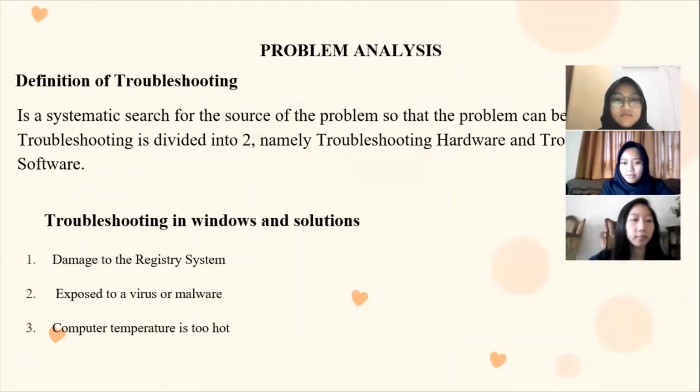Problem analysis. Troubleshooting is a systematic search for the source of a problem so that the problem can be resolved. Troubleshooting is divided into two, namely troubleshooting hardware and troubleshooting software. Troubleshooting in Windows and solutions. Number 1, damage to the registry system. 2, exposure to a virus or malware. 3, computer temperature is too hot.